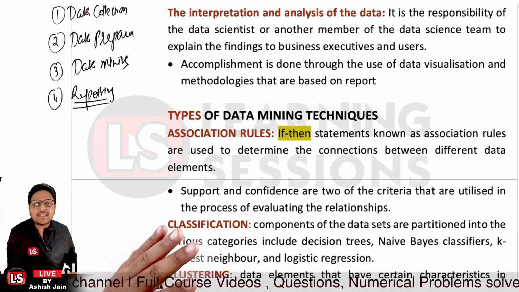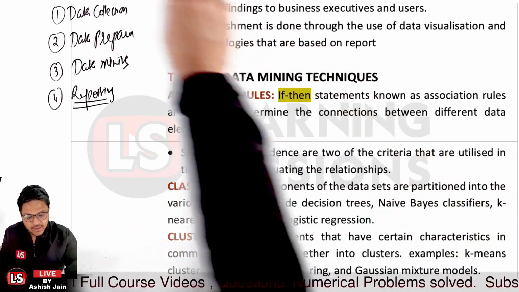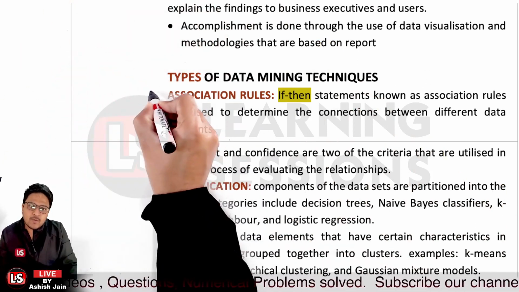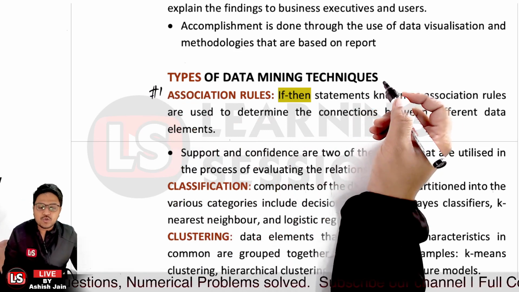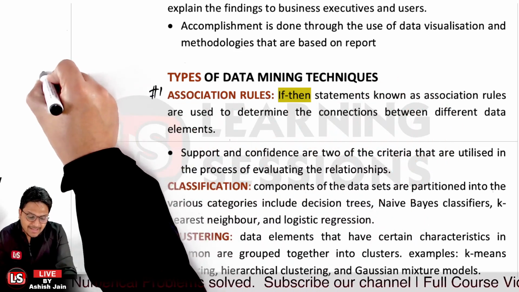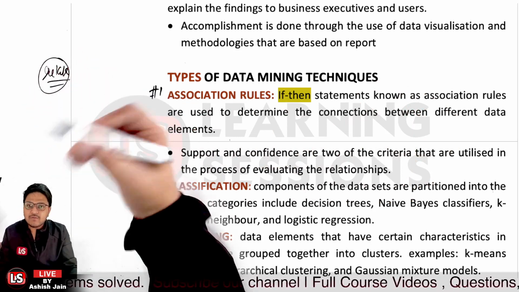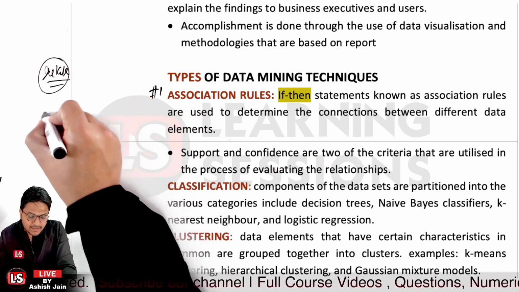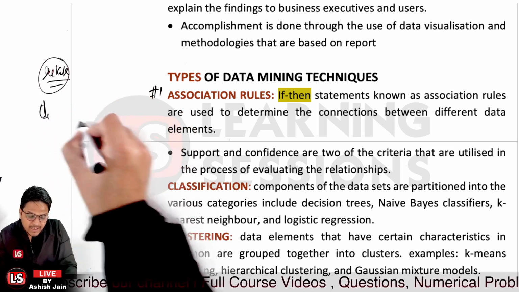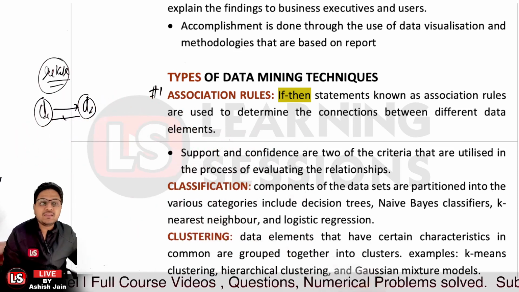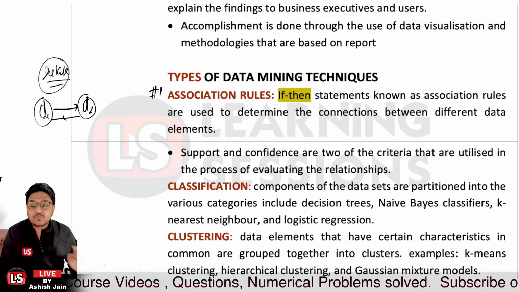Now let's have a look at the types of data mining techniques. First of all, it's related to association rules. Whenever we are talking about association rules, we are going to relate the data with each other. How can we relate the data? We are going to find the connection. Let's say it is data D1 and data D2. We are going to find the connection between these two. What is the connection between these two?